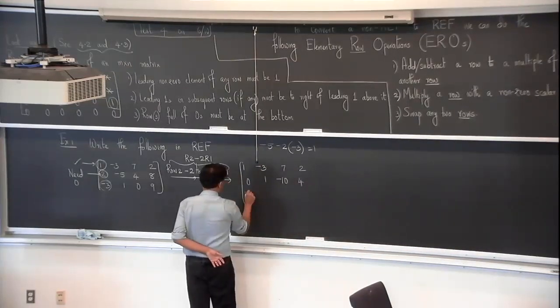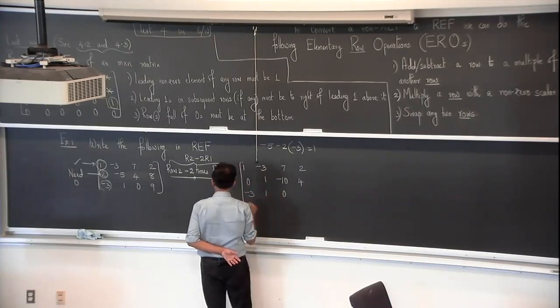And since it's the first example, I'm just going to do one at a time. So I'm not going to touch the third row. Okay. So with more practice, you could do multiple operations.